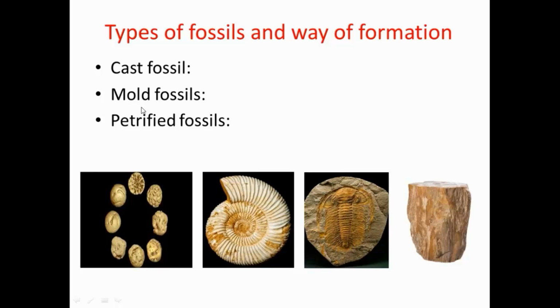The second type is cast fossil. Cast fossil is the replica of external details of the structure of an old living organism left after death in sedimentary rocks. So it expresses the external surface of the extinct living organism, like trilobite fossils. So what is the difference between mold and cast fossil?